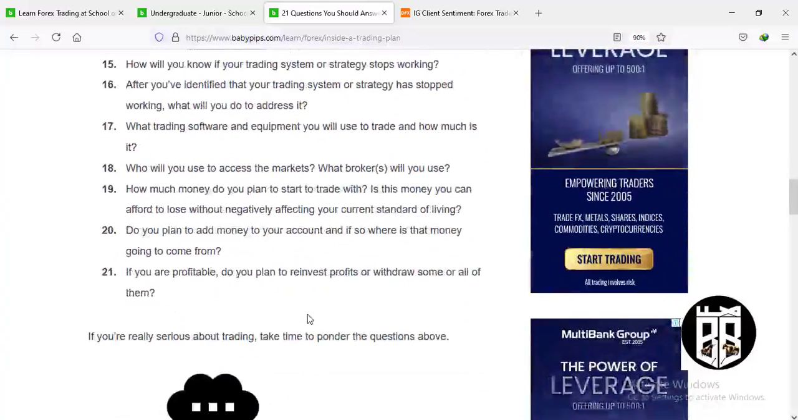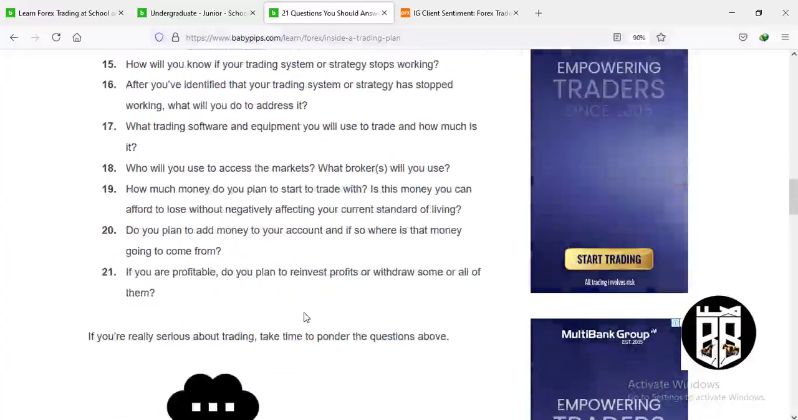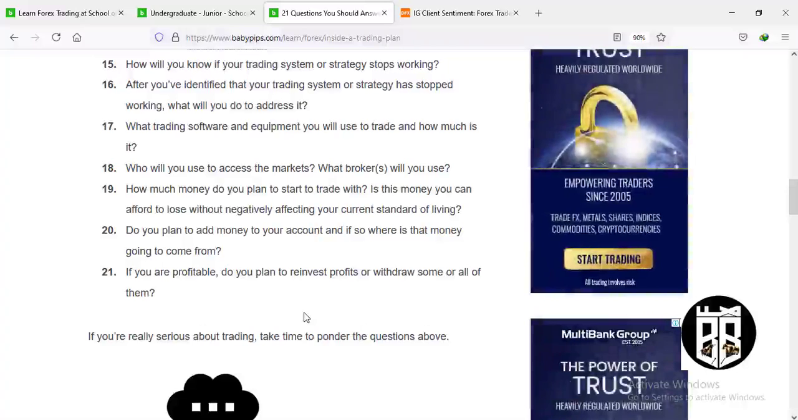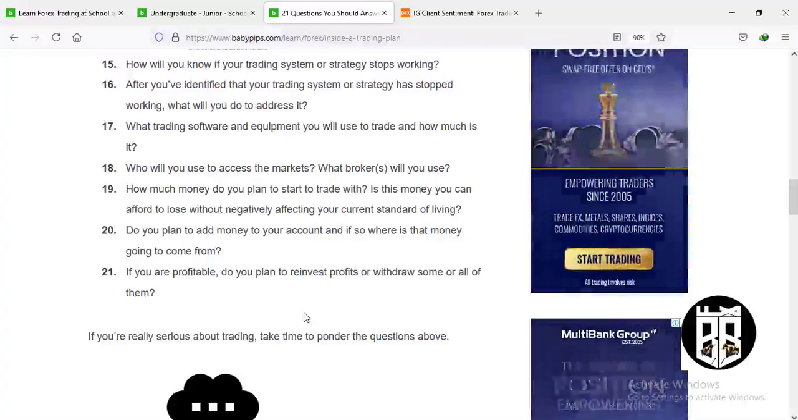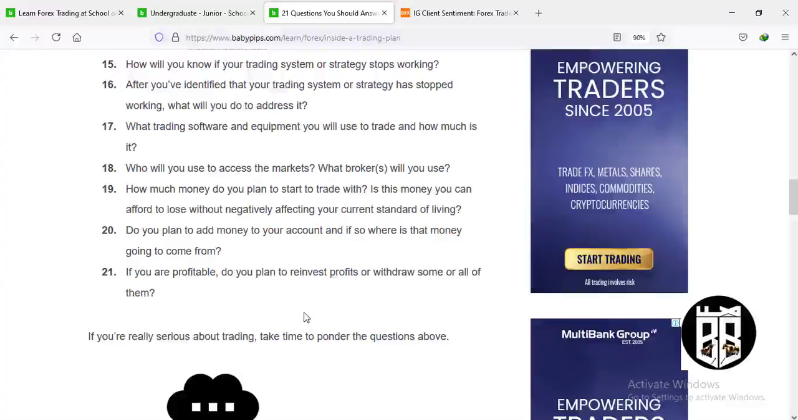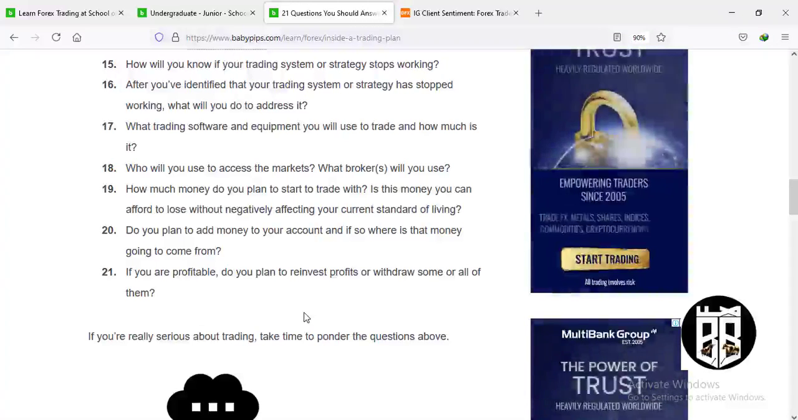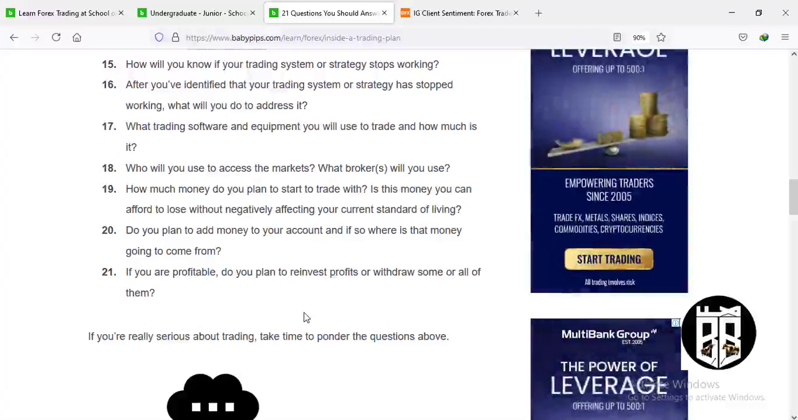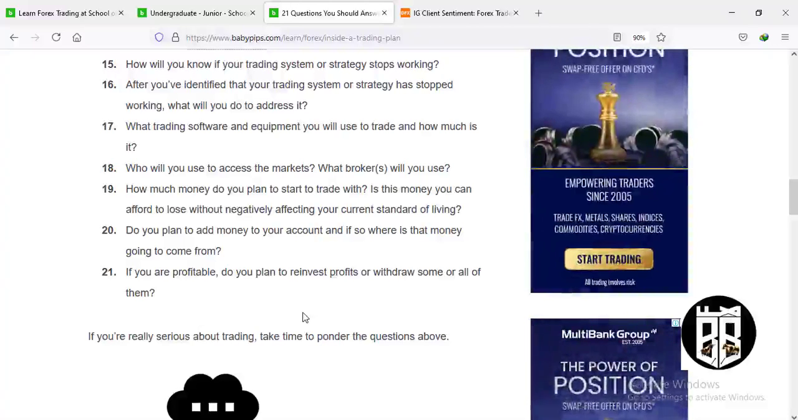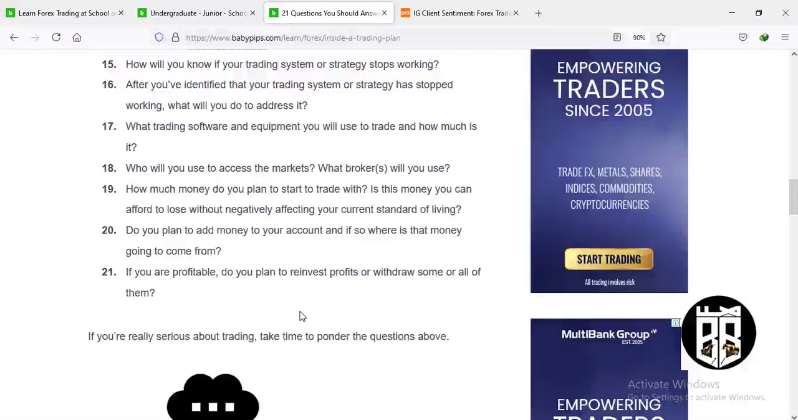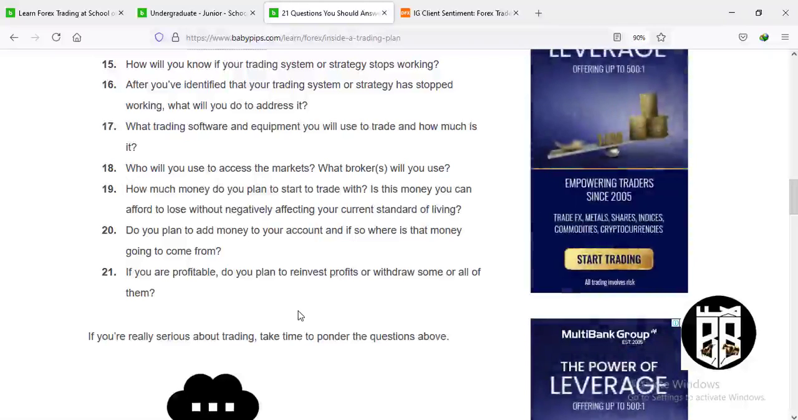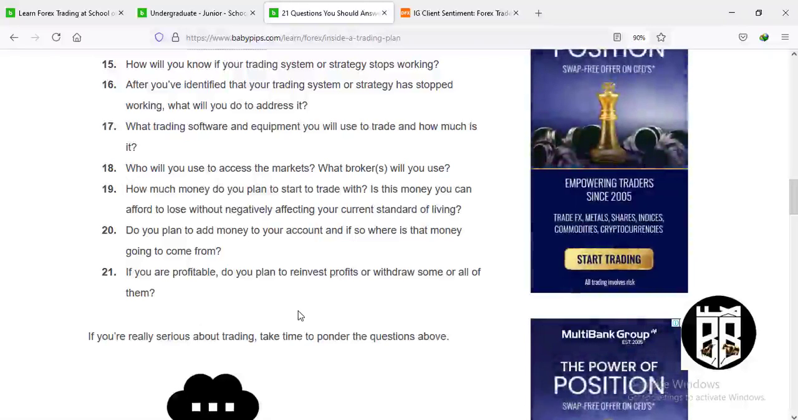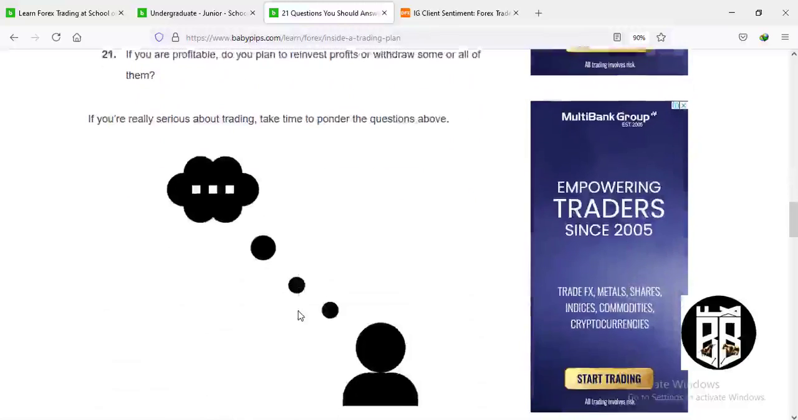19. How much money do you plan to start to trade with? Is this money you can afford to lose without negatively affecting your current standard of living? Then 20 says, do you plan to add money to your account? And if so, where is that money going to come from? 21. If you are profitable, do you plan to reinvest profits or withdraw some or all of them?